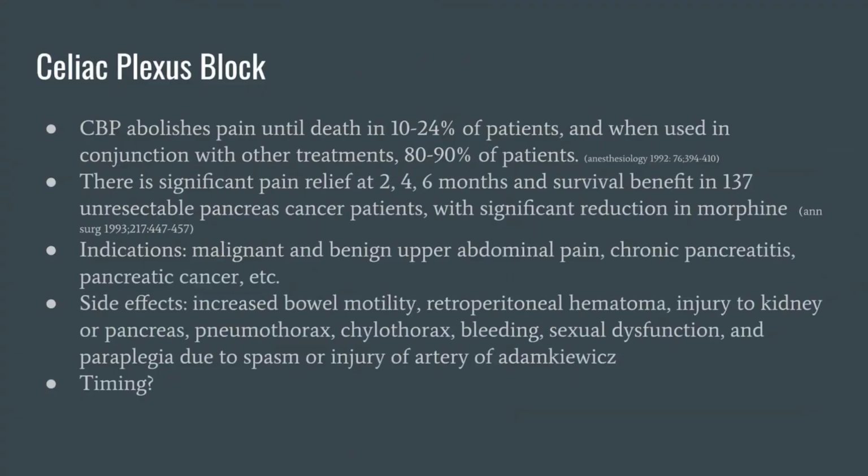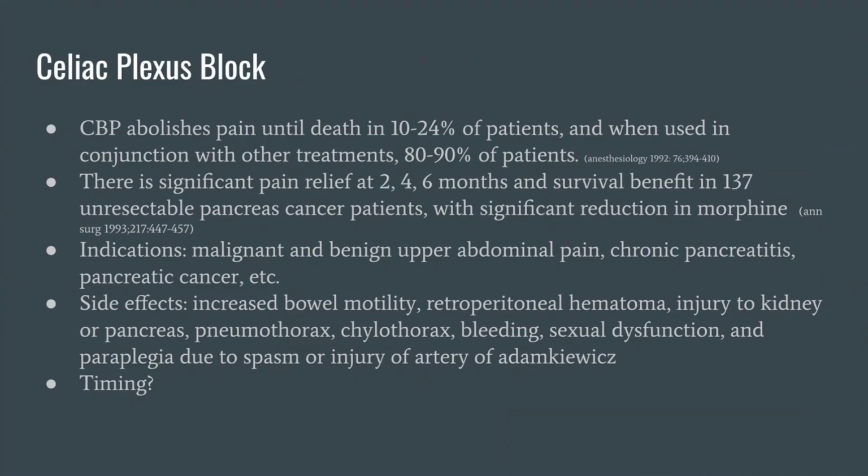So, the celiac plexus block. This is one of the mainstays of interventional cancer pain therapy. Alone, celiac plexus block has been found to abolish pain until death in about 10 to 24% of patients. And when used in conjunction with other treatments, 80 to 90% of patients.